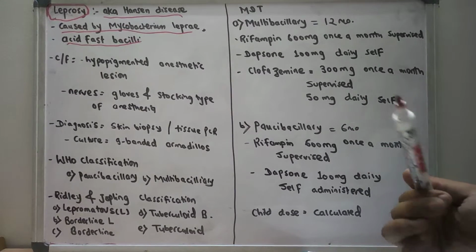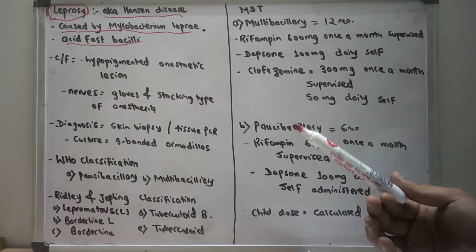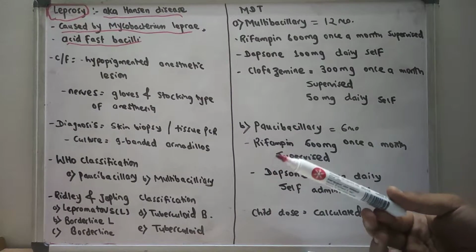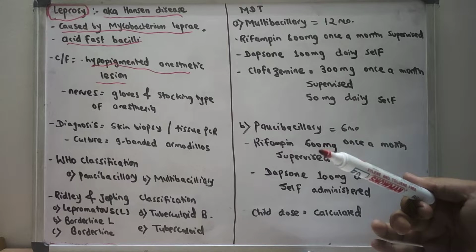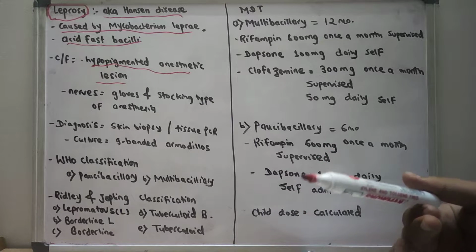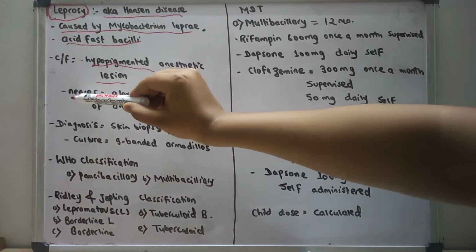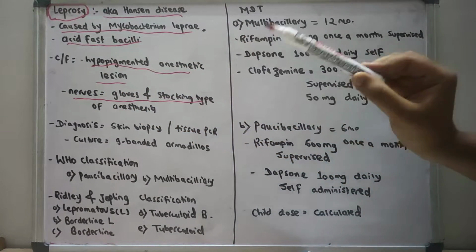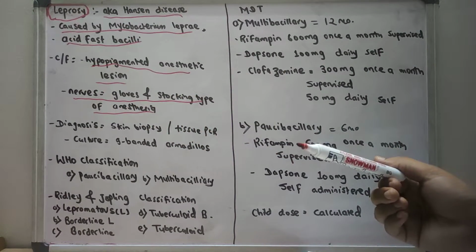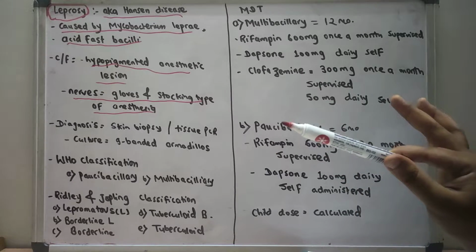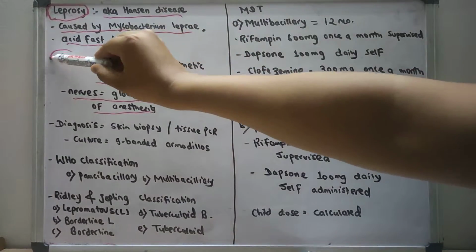The clinical features of leprosy are that we see a hypopigmented anesthetic lesion, or a hypopigmented anesthetic patch, in various parts of the body. We can also see a thickened earlobe, and we can also see nerve involvement. Then we see the glove and stocking type of loss of sensation, or the glove and stocking pattern of anesthesia, if the nerves are involved. So these are the main clinical features of leprosy.